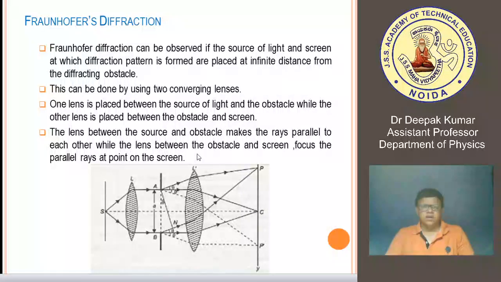Now, in this way, we can say that the diffraction pattern obtained on the screen is basically the image of that particular source, which is found with the help of two different lenses. So in case of Fraunhofer diffraction, the diffraction pattern obtained on the screen is the image of the source modified with the help of the diffracting element, whereas in Fresnel diffraction, it is the image of the slit or the image of the object.